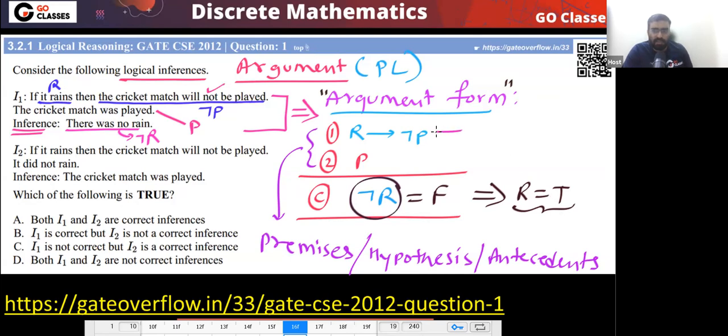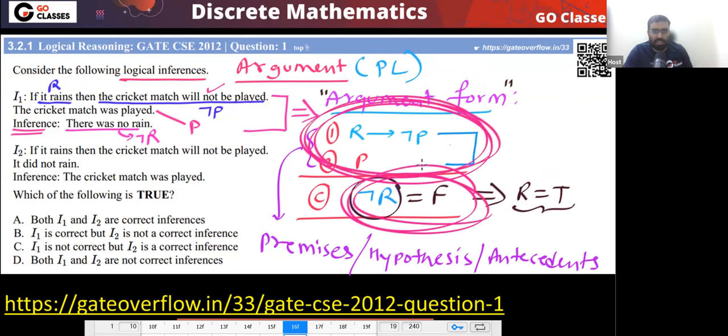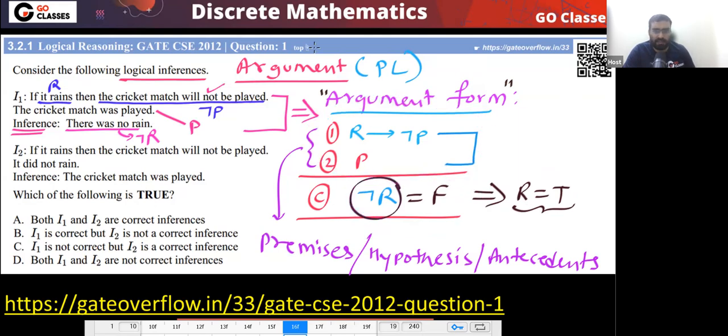Now you try to make all the premises true. Can you make all the premises true? If I can make all the premises true while the conclusion is false, will the argument be valid or not? If I can make all the premises true, then the argument is invalid. Very good. So let's make it true. Very easy. I'm making P true. Now you can notice R is true.